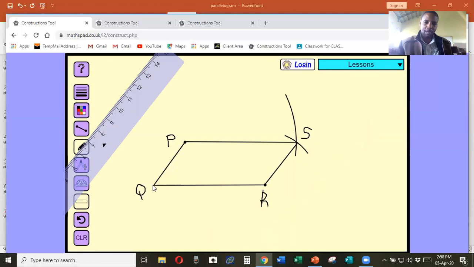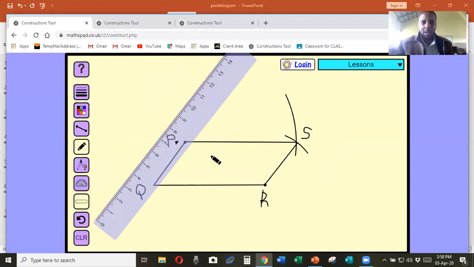We took the compass, we measured the radius of QR, we stood at P, then we made an arc towards this direction. We removed the compass, we took a radius which is equivalent to QP, we stood at R, we made an arc, then we joined the arcs to complete. Then to draw the diagonals, you just join P and R and Q and S so that you can answer the questions you are told.